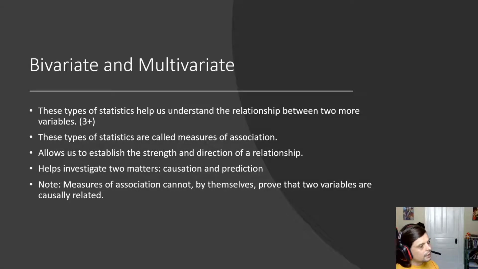So, bivariate and multivariate, these help us understand the relationship between two or more variables, and these are called measures of association, which allow us to establish the strength and direction of a relationship. This helps us investigate causation and prediction. And measures of association cannot by themselves prove anything. You're just adding evidence that things are related. So you're not proving anything. You're just saying, oh, hey, here's evidence that they are related. And it's more evidence to the effort of trying to prove and establish a relationship. But you need to do it more than once over the course of time or place or whatever.